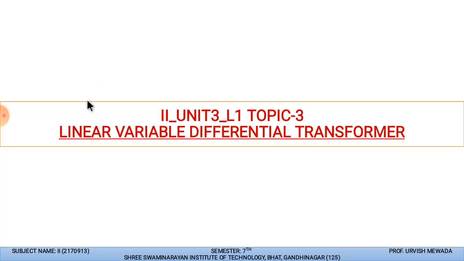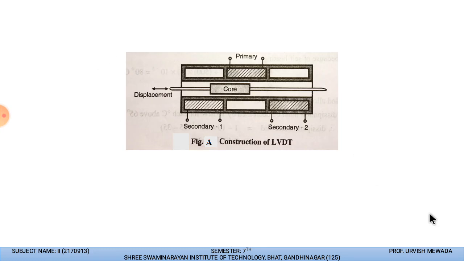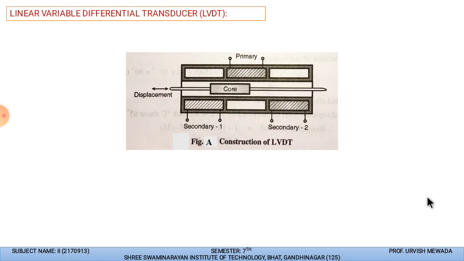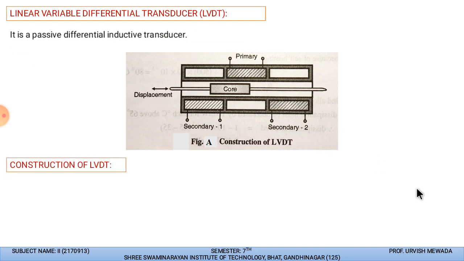So let us discuss topic number 3, that is the linear variable differential transformer or transducer. This is the most important question of this chapter. It is a repeatedly asked question in the GTU. So let us discuss LVDT first. It is the linear variable differential transducer.